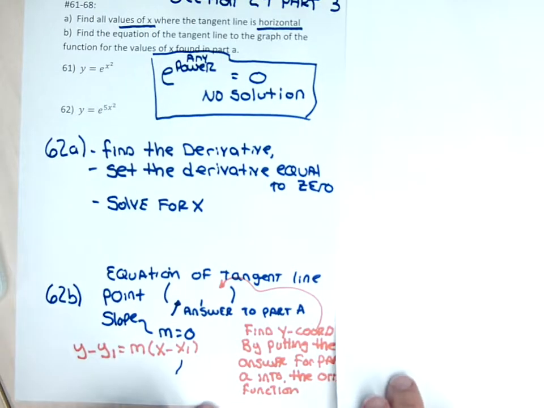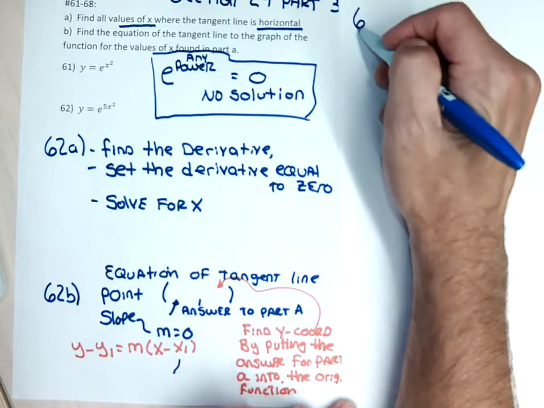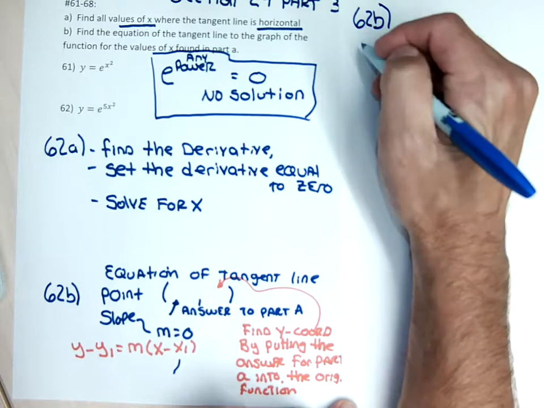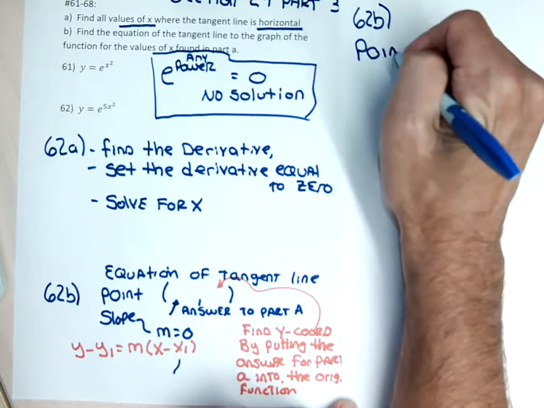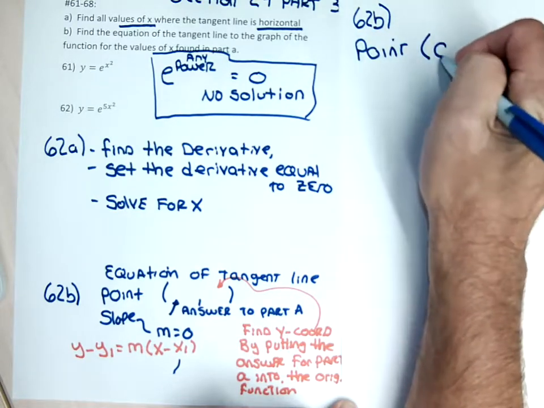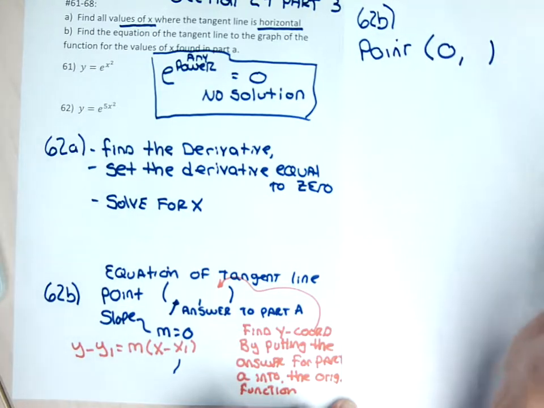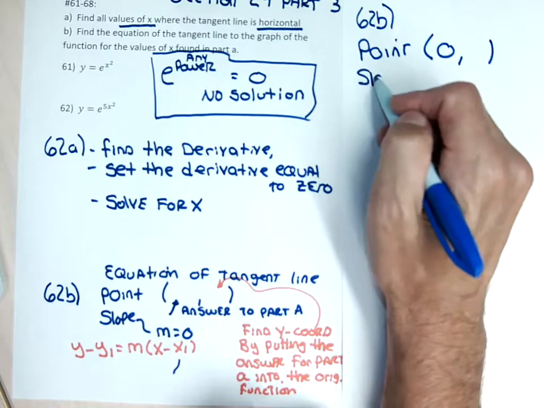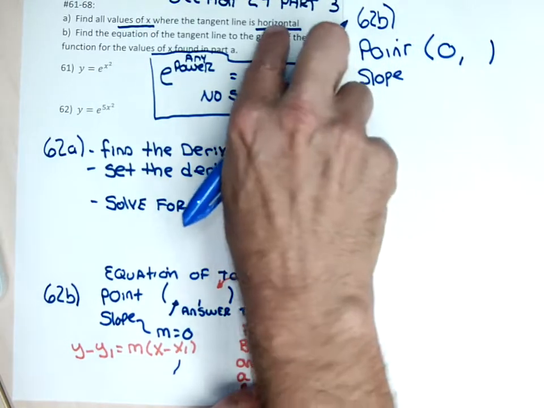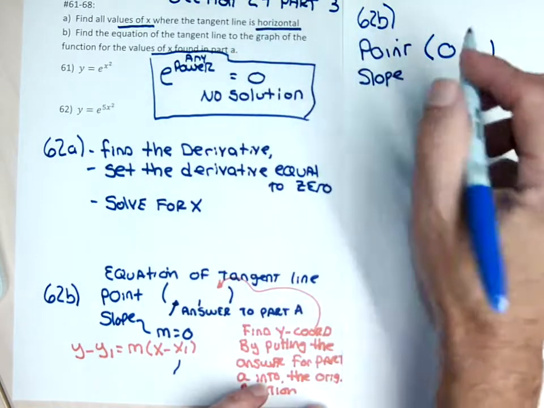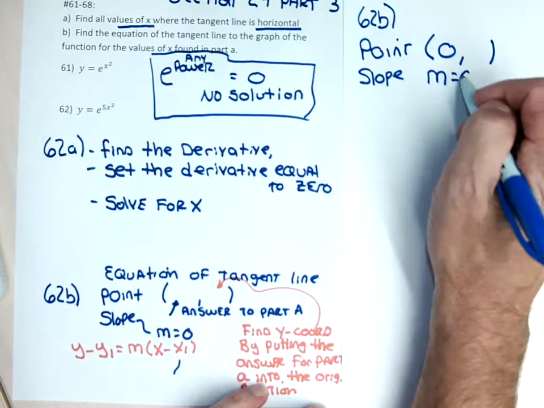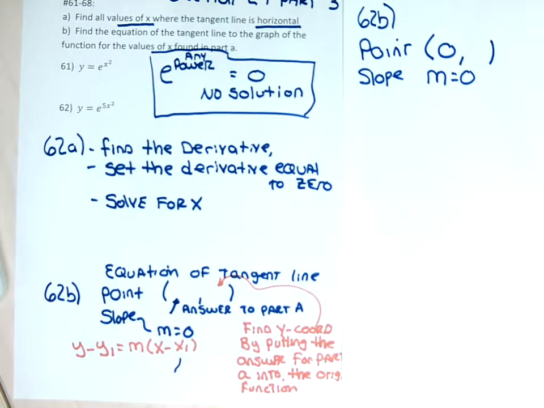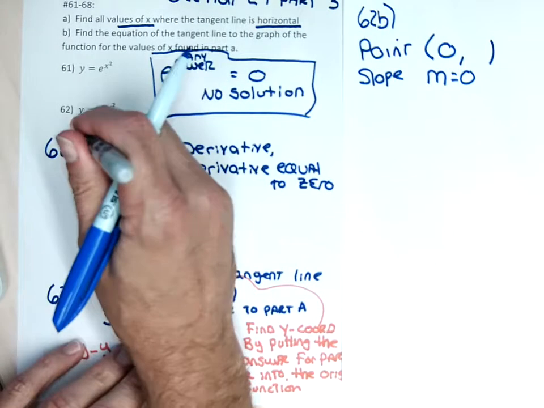So for part B, to find an equation of a line, I need a point. The answer that I got from part A is the x-coordinate of the point. I need a slope, and the fact that the tangent line is horizontal tells me the slope is 0. Now I'm going to get the y-coordinate of the point by plugging the answer 0 into the original function for x. So I'm going to get the y.